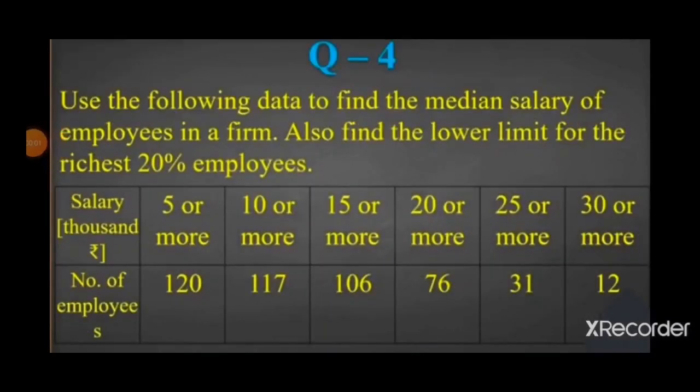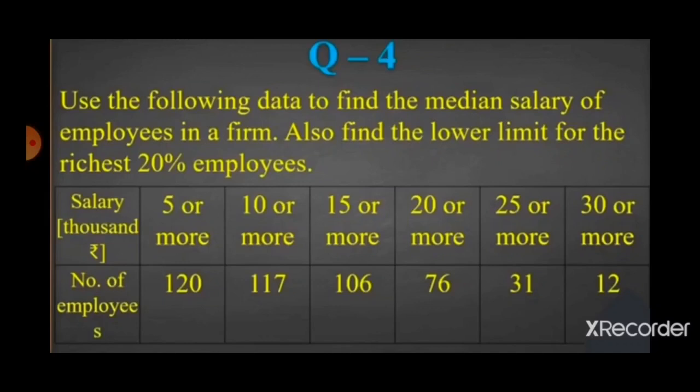Use the following data to find the median salary of employees in a firm. Also find the lower limit for the richest 20% employees. Here they have given us salary in thousands of rupees, and a more-than type of cumulative frequency distribution is given. The difference between two successive lower boundary points is 5. Here class length is 5.